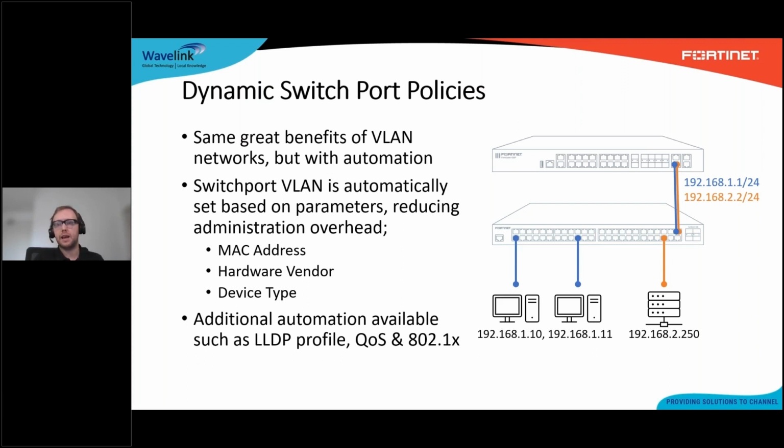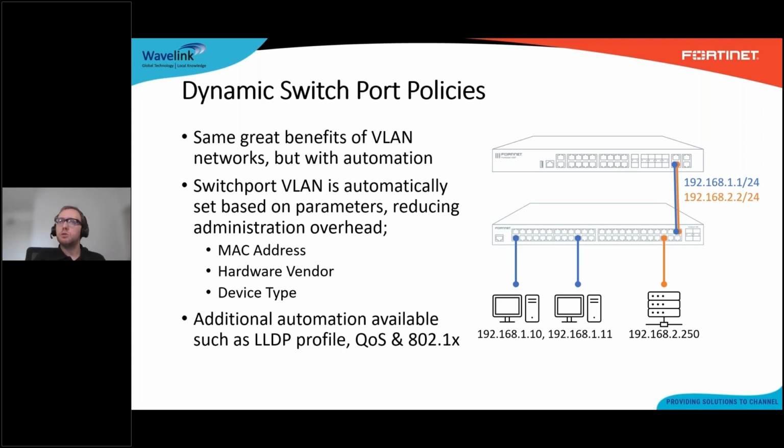So for example, you could have the vendor Dell. Dell might be your supplier for PCs. And you could say, whenever you see a hardware vendor of Dell, place it onto the data VLAN. And let's say you use Lenovo for your servers and specifically only for your servers, then you could choose, Lenovo devices are assigned to your DMZ VLAN, for example. Now, depending on the vendor, this functionality can be extended out to other things. That sometimes includes being able to apply an LLDP, QoS, or 802.1x port security profile to each port, again, reducing that amount of administration overhead.